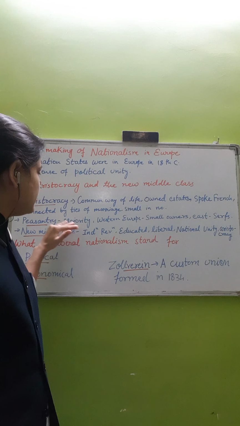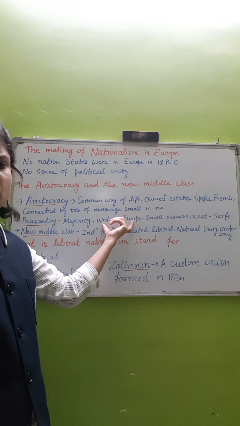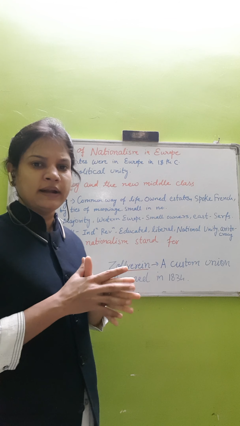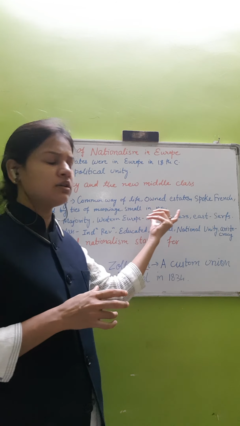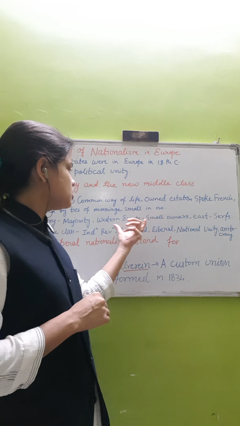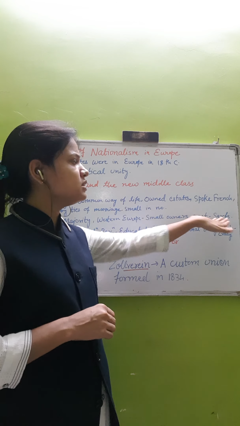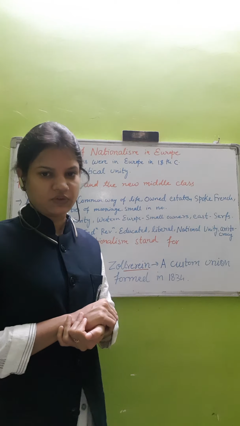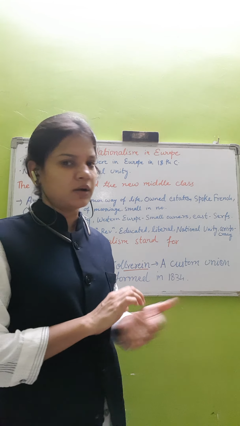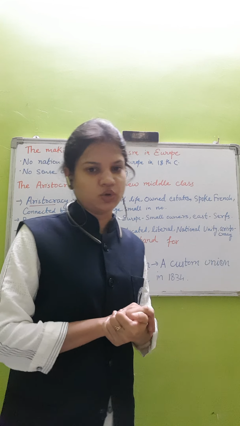Now if we talk about peasantry, we can find one thing: in Western Europe, peasantry had small lands, meaning they were small landowners, or there the concept of tenants was there, working on rent. So in Western Europe, small owners and tenants were there. But in Eastern Europe, we can find the serfdom system a lot. Serfdom system means Das Pratha. This we can find more in Eastern Europe.